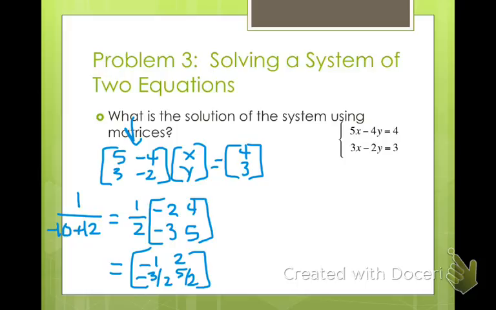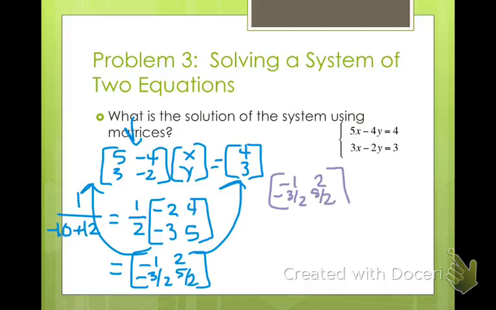Okay, now we're going to multiply that on both sides of the equation. So we're going to multiply it over here, multiply it over here. First we're just going to check it and make sure that it makes an inverse matrix. So we make sure we put the inverse first. So -1, 2, -3/2, 5/2. We're going to multiply that times 5, -4, 3, -2. Make sure we get an identity matrix.